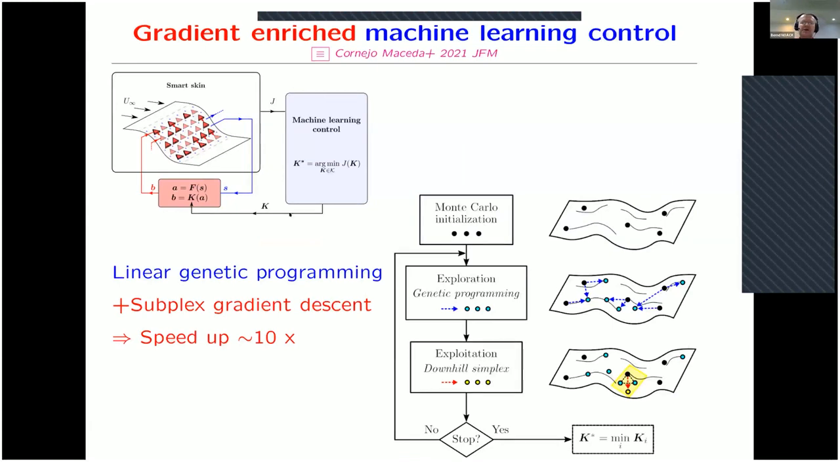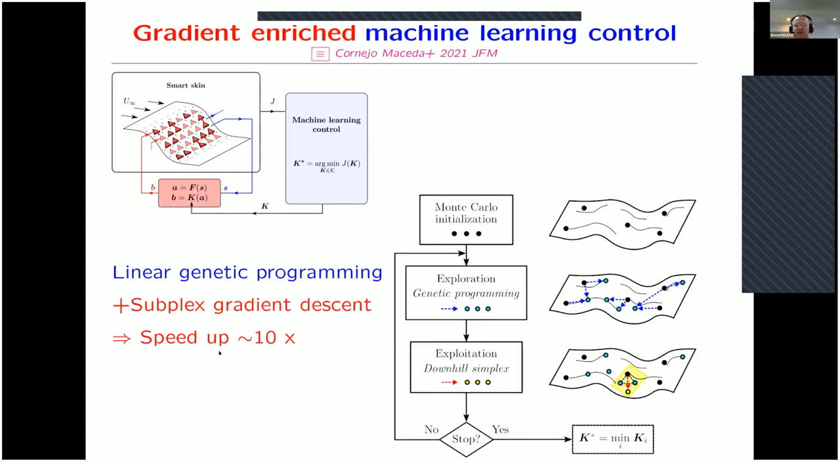So this linear genetic programming can solve this problem, but the learning process can be significantly accelerated with a new trick, which is subplex gradient descent. So what we are doing is we do a Monte Carlo initialization of the controller. Then we do some genetic programming steps. And thereafter, we take the best individuals, the best controllers, and optimize linear combinations of these best controllers with the downhill simplex method. And this is done in several cycles.